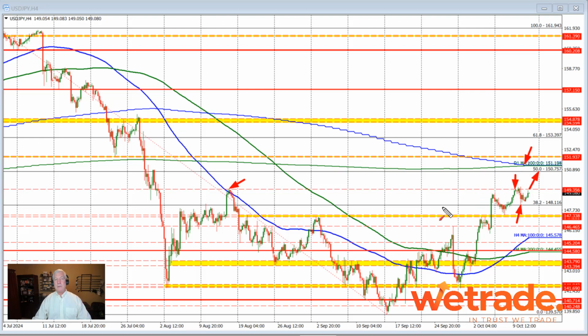Note up here the 100 and 200-day moving averages are now converged at 151.198. That will increase this level's importance going forward. So not only do we have the 50% retracement, we have the two 100 and 200-day moving averages up there, which may be a magnet of the price toward that level with higher dollar. But this area up here should give traders cause for pause.